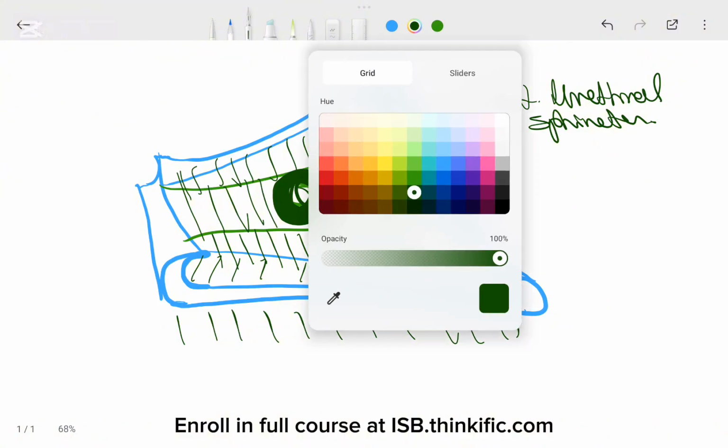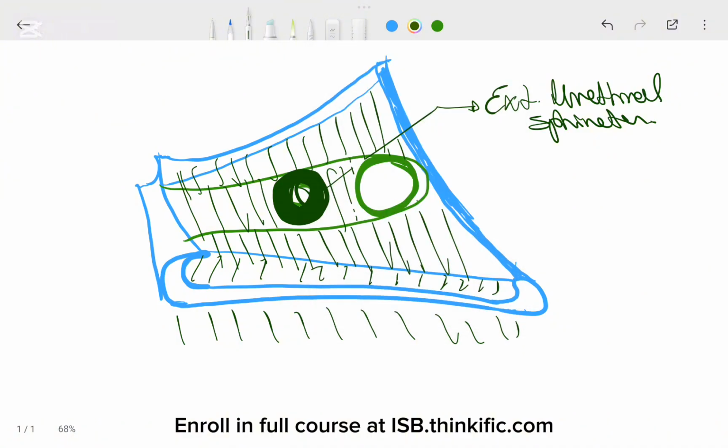There's a muscle, I'm going to give it a slightly different color, which surrounds the urethra and vagina as a unit. You get me? There's a muscle which hugs the urethra and vagina as a unit called the urethrovaginalis muscle. Urethrovaginalis muscle.